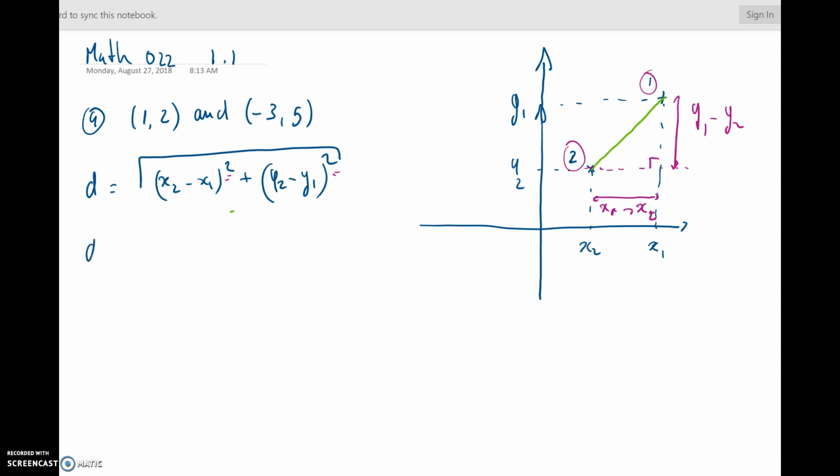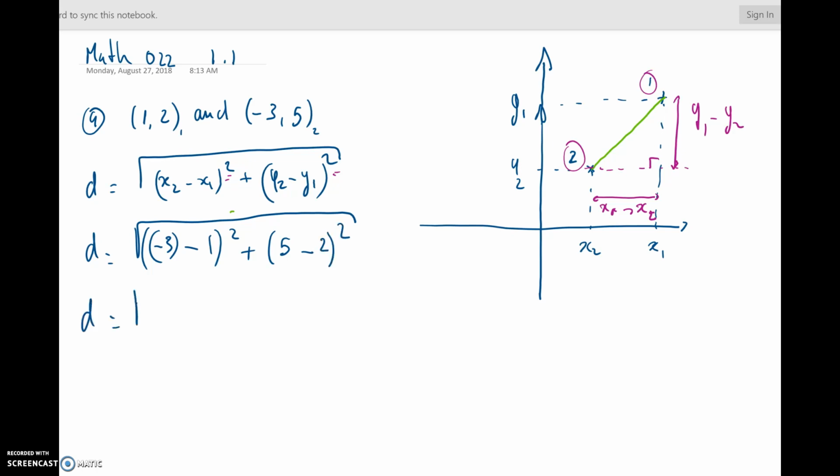And when you substitute the values inside your formula, you get the square root. Let's call that the point number 1 and that the point number 2. You end up having 5 minus 2. Oops, I started by, sorry. You're going to have (-3) in between parentheses. Every time I'm dealing with a negative number, I use parentheses. Minus 1 squared plus y2, which is 5 minus 2 squared.